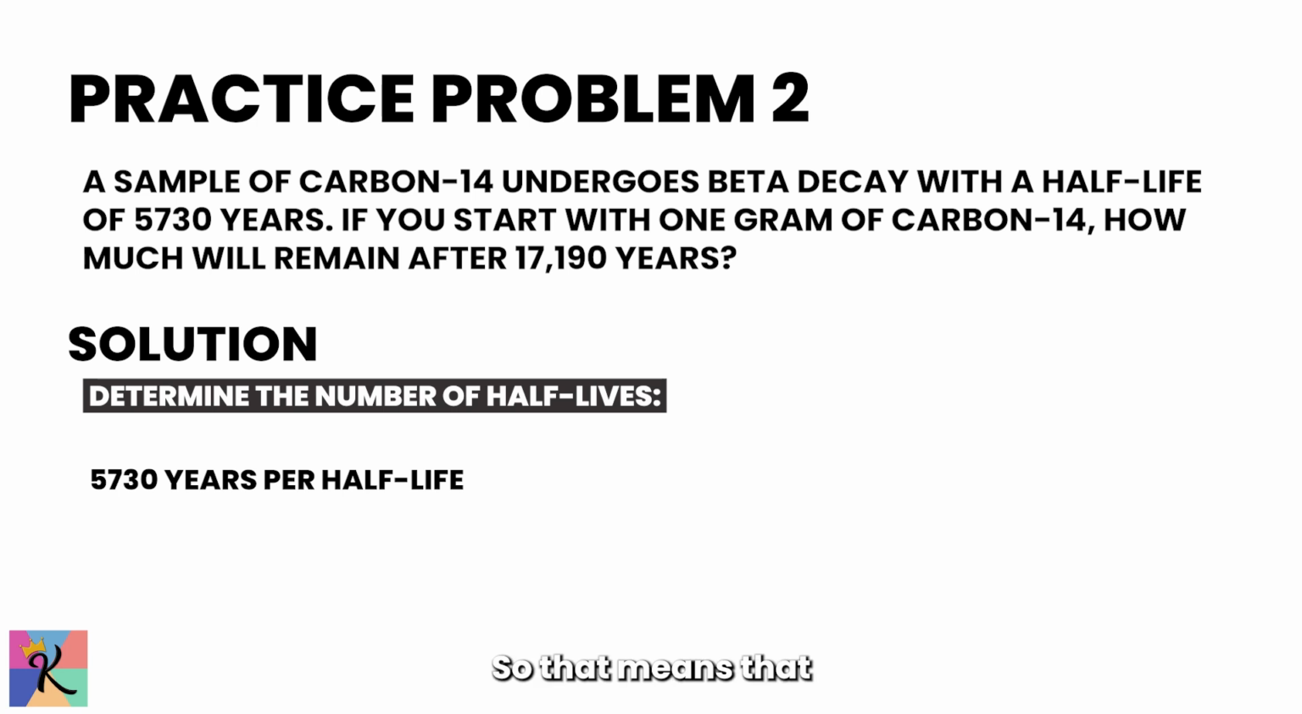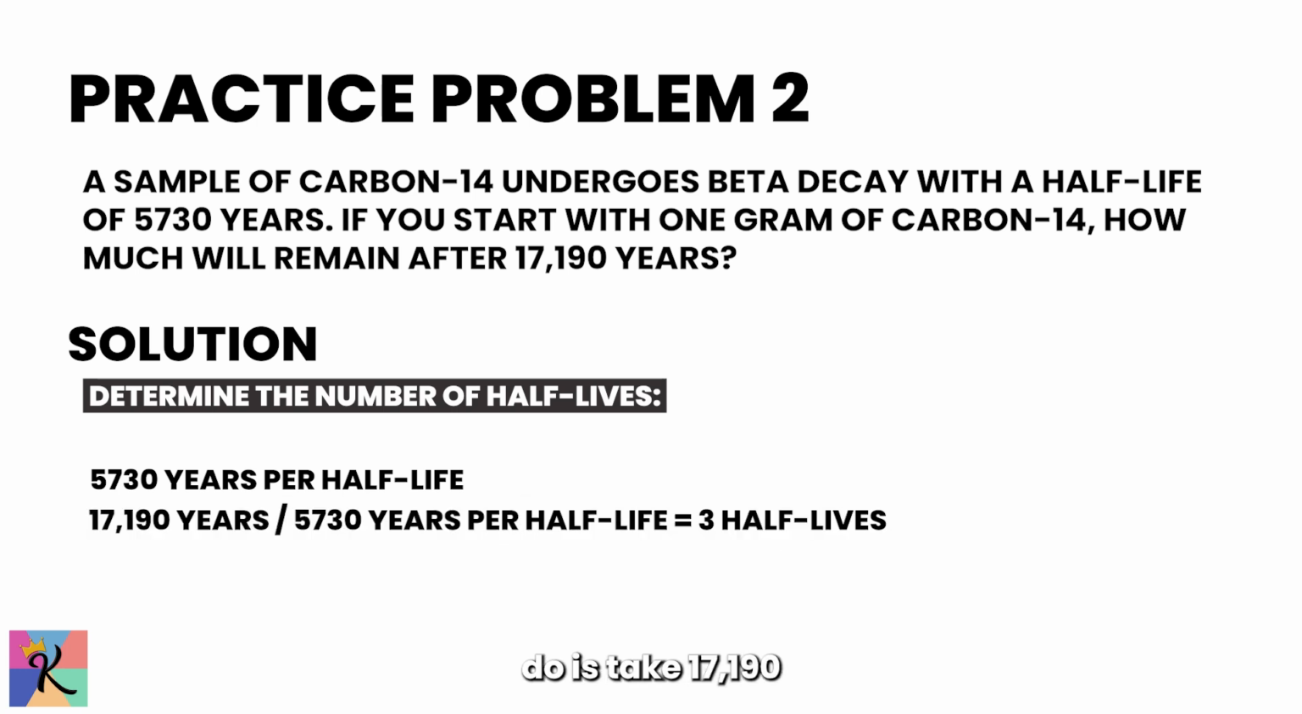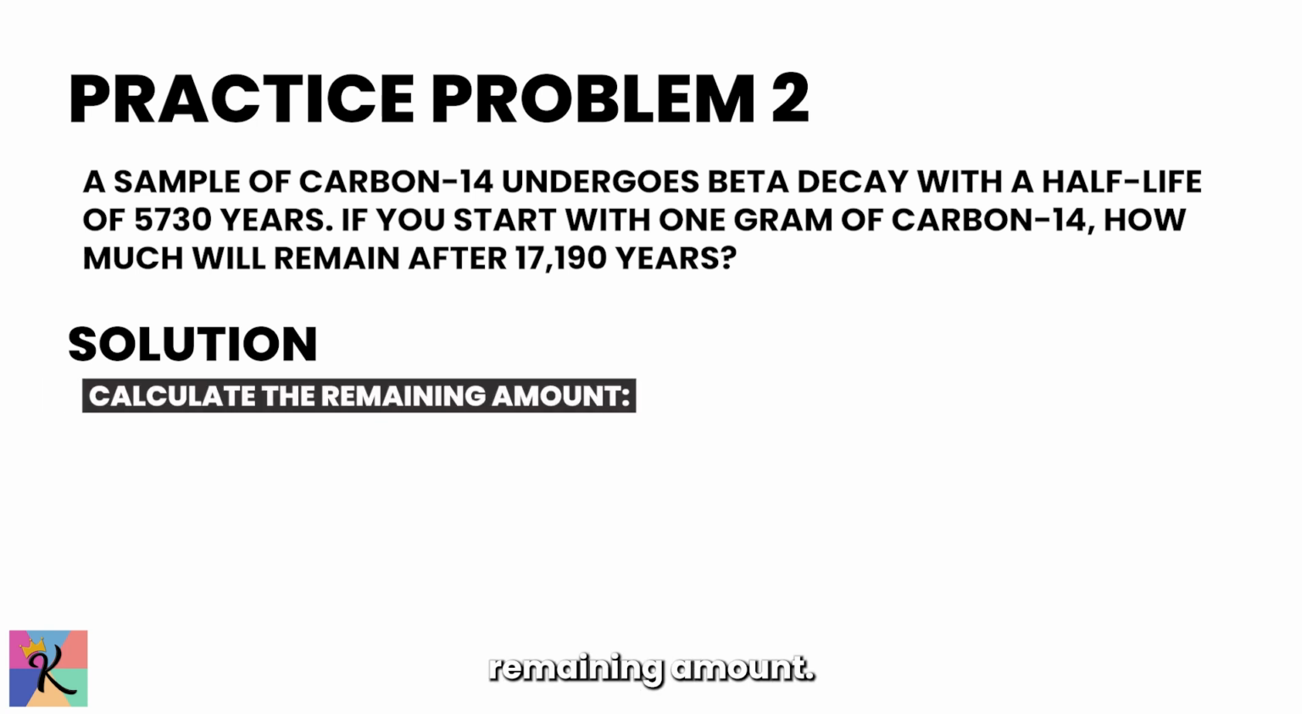So that means that number has to be on the bottom in order for the half-life to then be on the top. So what we need to do then is cancel the years. So all we have to do is take 17,190 divided by 5,730 years, which works out to be about 3 half-lives. Now we need to calculate the remaining amount.